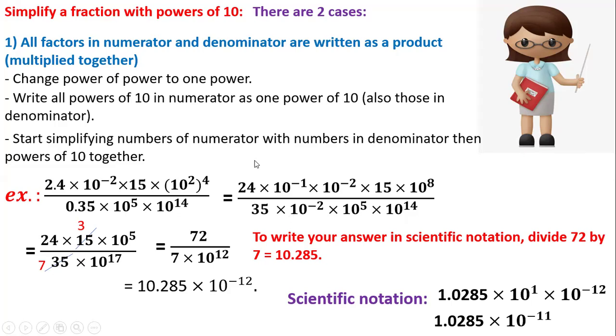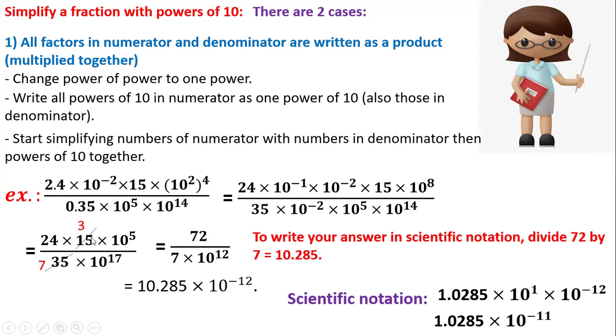Now I write the numbers multiplied in the numerator near each other: 24 times 15. The powers of 10 in the numerator, I make them as 1 power of 10. How? I apply the rule of power, which is multiplication, same base 10. I keep the base 10, and I add all the 3 exponents. So negative 1 plus negative 2 plus 8 gives me 10 to the power 5. Down I write 35 times 10 to the power negative 2 plus 5 plus 14, which gives me 10 to the power 17.